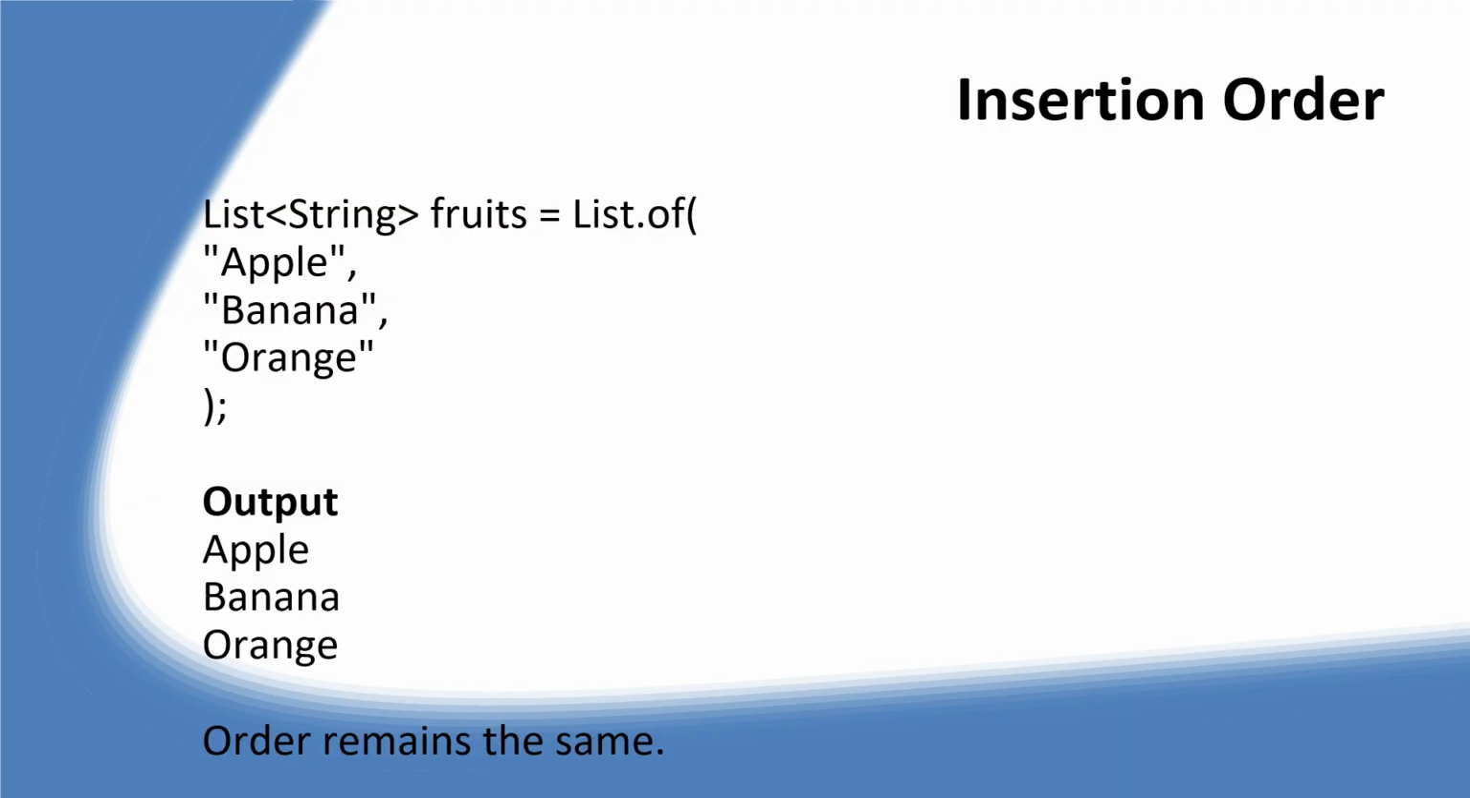Insertion order means if elements are added in a particular sequence, they are retrieved in the same sequence. So let's say, for example, we are adding apple first, then banana, then orange. And if we are retrieving, meaning fetching, the elements from the list, then we will get them in the same order: apple, then banana, then orange. So order will remain the same. That's what it means to follow the insertion order. This behavior is useful in many applications, where the order of data matters.